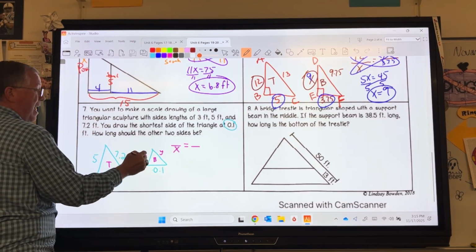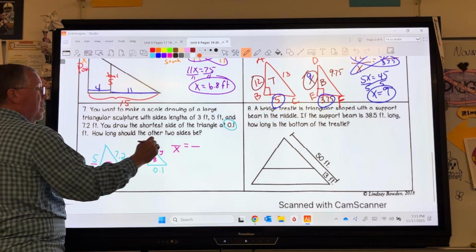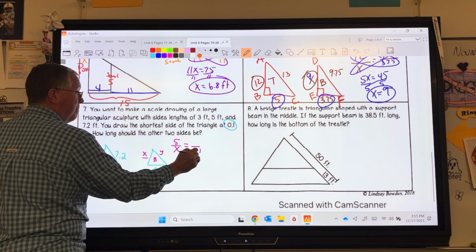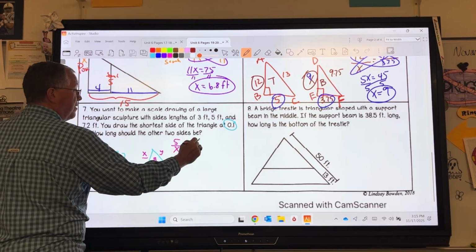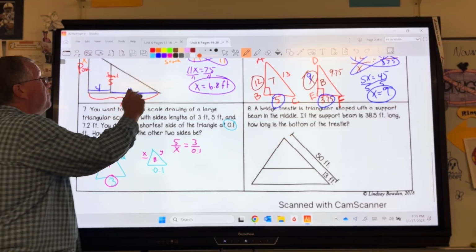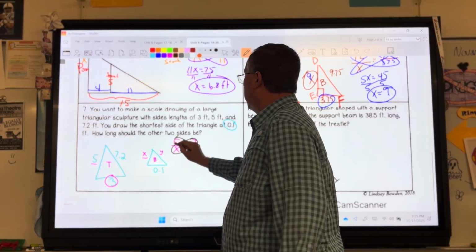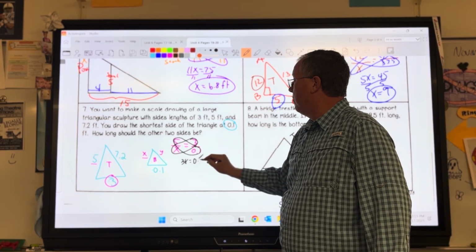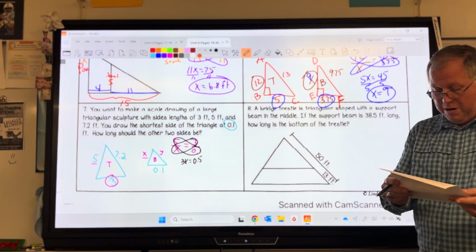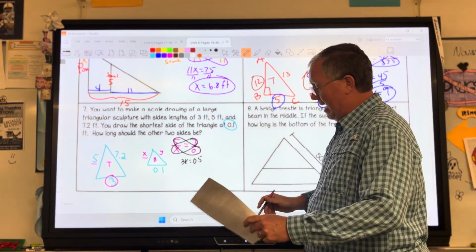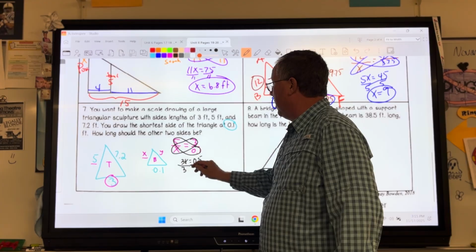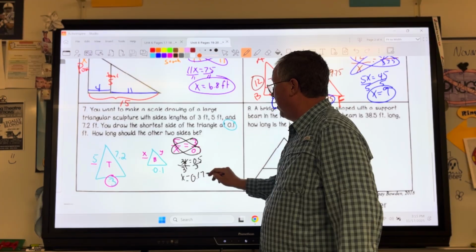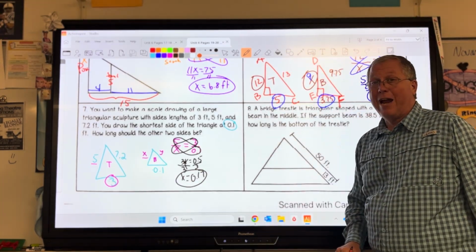Anything from here is on bottom. X pairs up with the 5, so I put the 5 on top. 0.1 goes over here on the bottom, and that pairs up with 3, so I put 3 up on top. We cross multiply, and I get 3x equals 0.5. Now I'm going to take the 3x and divide by 3, and divide this by 3, and I get x equals 0.17. So that is my value for x.